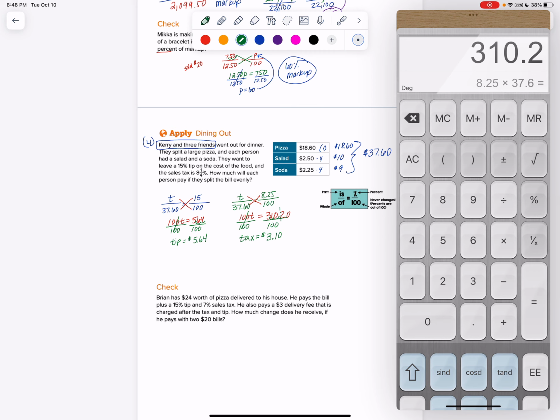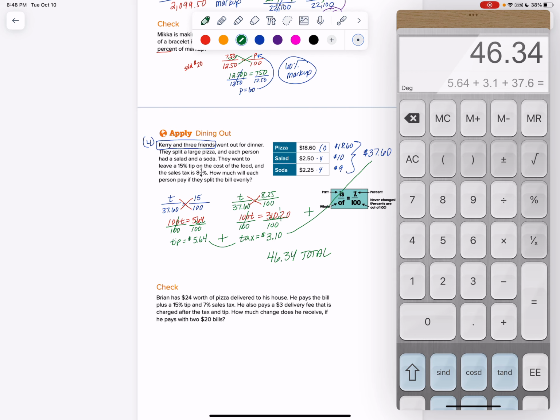Okay. Let's go ahead and figure things out here. So we have an original price. We have a tip and a tax. So let's go ahead and add all these together. Okay. So I'm going to show what I'm doing here. So we have 5.64 tip plus the tax of $3.10 plus the original food amount of $37.60, and that gets us $46.34 total bill, okay, with tip and tax.